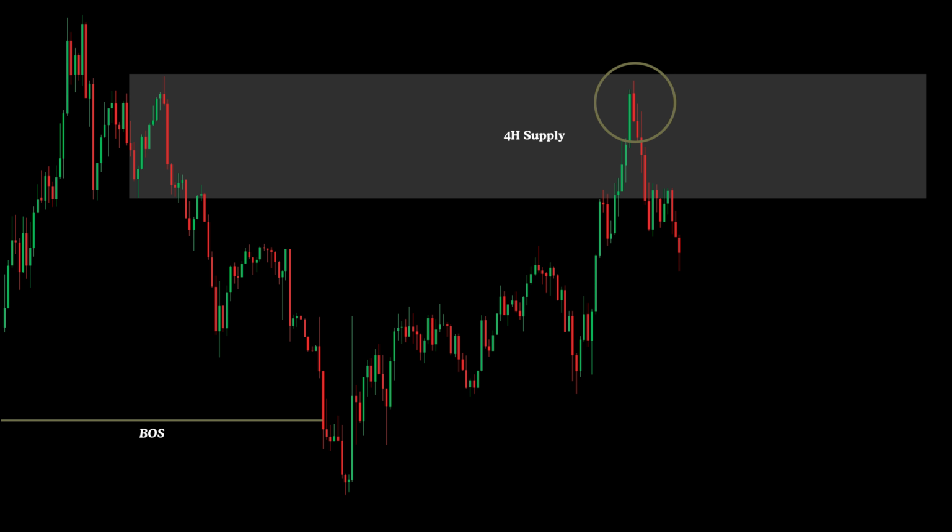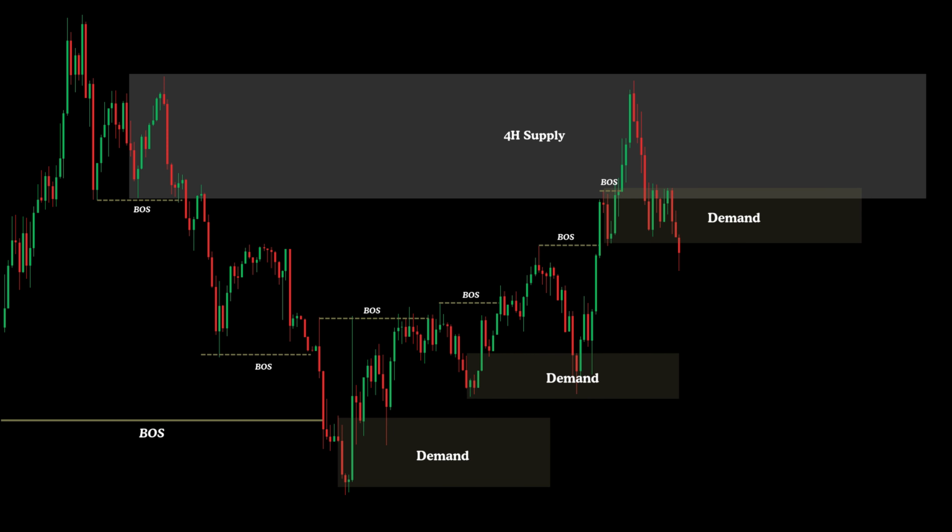On the 15-minute chart, you can see that after tapping into the higher time frame supply, price reversed and formed a clear VSR, a classic V-shaped recovery pattern. If you mark out the bullish BOS levels, you'll notice that price created several consecutive demand zones on its move into the 4-hour supply area.